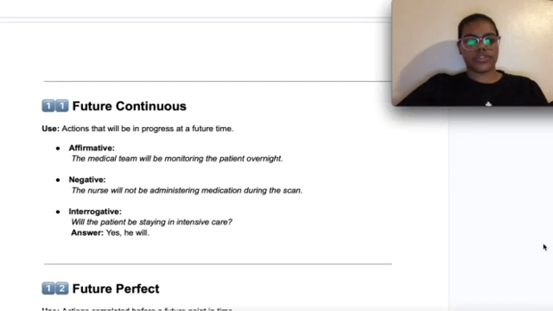Future continuous. Use: action that will be in progress at a future time. Affirmative: The medical team will be monitoring the patient overnight. Negative: The nurse will not be administering medication during the scan. Interrogative: Will the patient be staying in intensive care? Answer: yes, he will.